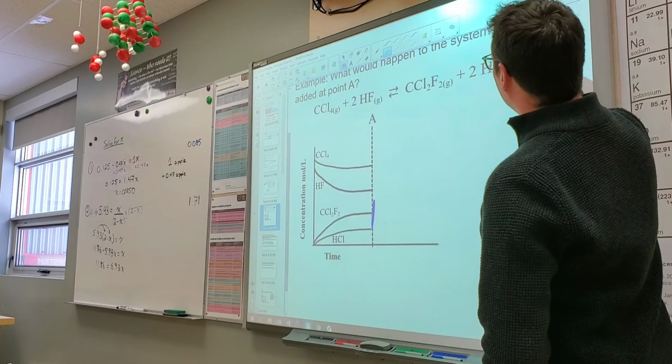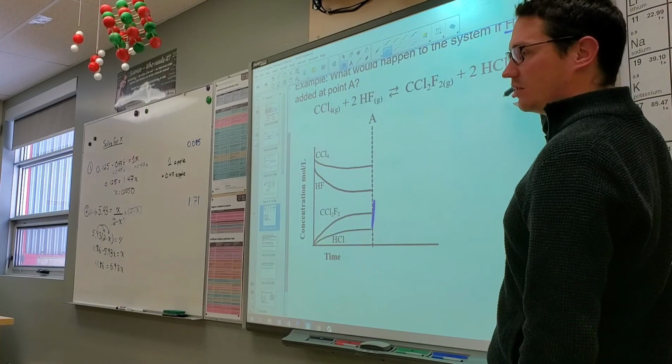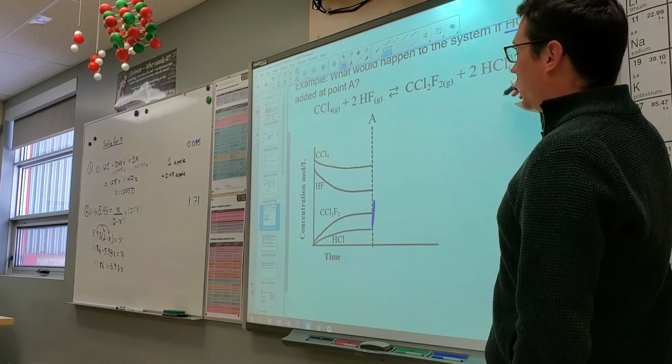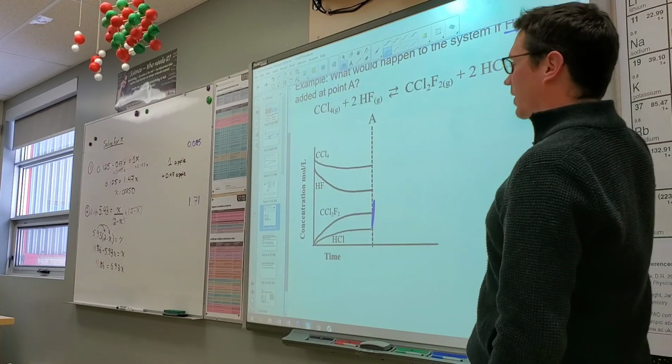By increasing the HCl concentration, am I changing the rate of the forwards reaction, or am I changing the rate of the reverse reaction?